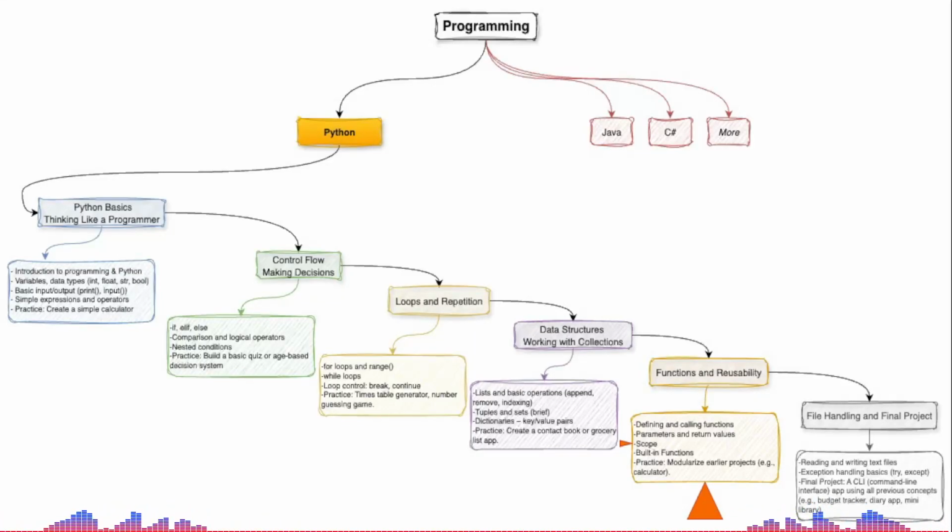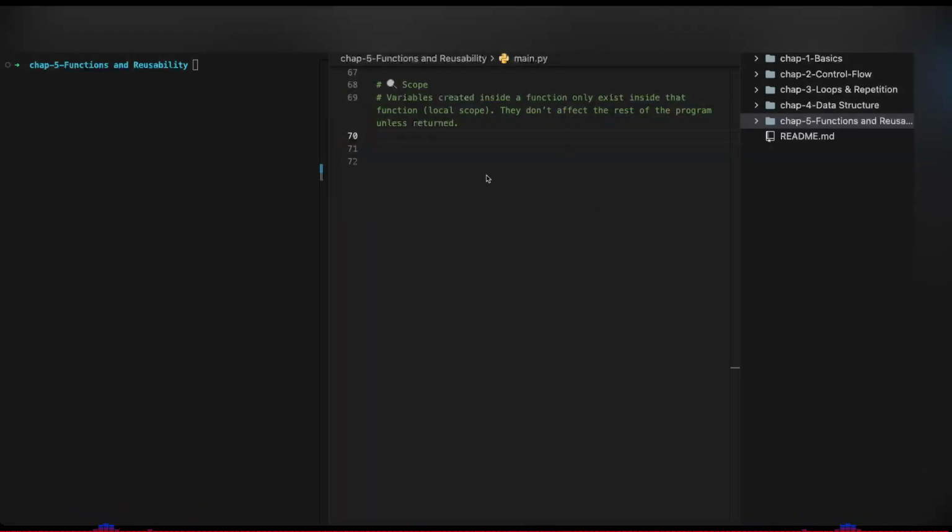Today's topic is scope. We're looking at functions and reusability. Let's jump straight to the code. This is VS Code I'm using to run the code and explain the logic.